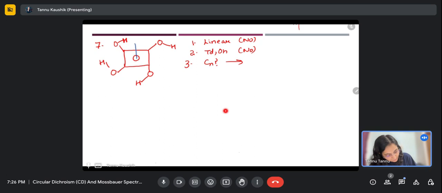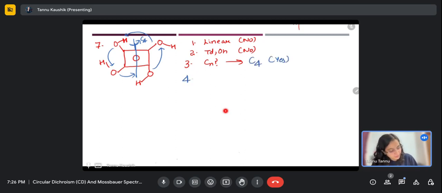So here in this molecule, we have a C4 axis of rotation perpendicular to this cyclobutane ring, and these OH groups will move accordingly, and we will get an equivalent configuration.